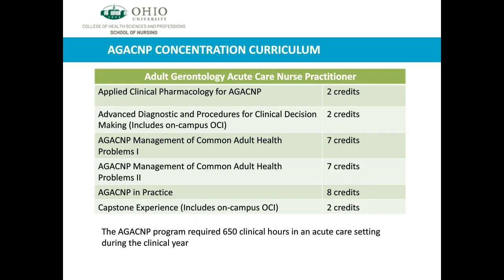The courses that you see on this slide are the AG-ACNP concentration curriculum courses, what you would probably think of as the clinical courses, or the meat and potatoes of the courses that are going to transform you into an AG-ACNP by the end of the program. The first 2 courses listed here are Applied Clinical Pharmacology and Advanced Diagnostics and Procedures. These are really critical courses. You take them prior to beginning your clinical experiences.